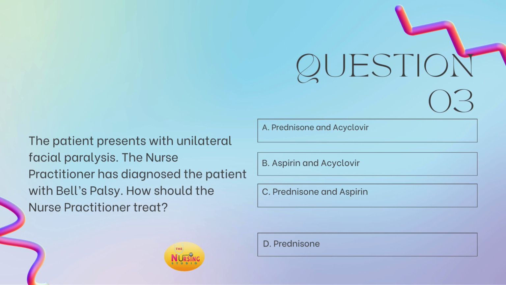All right, and question number three for today. The patient presents with unilateral facial paralysis. The nurse practitioner has diagnosed the patient with Bell's palsy. How should the nurse practitioner treat? Is it A, prednisone and acyclovir, B, aspirin and acyclovir, C, prednisone and aspirin, or D, prednisone only?